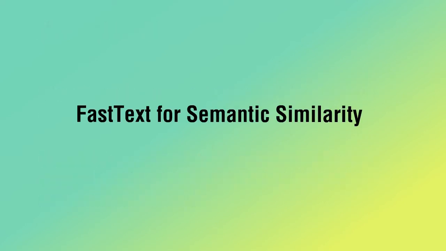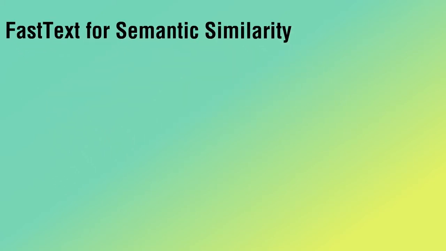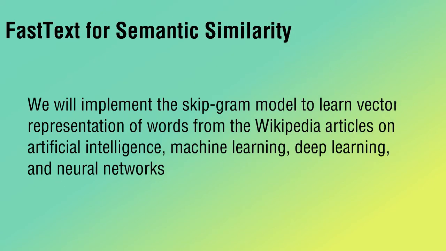In this tutorial video, I will show you how fastText is used for semantic similarity. We will implement the SkipGram model to learn vector representations of words from the Wikipedia articles on artificial intelligence, machine learning, deep learning, and neural networks.